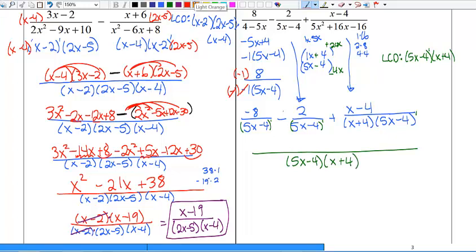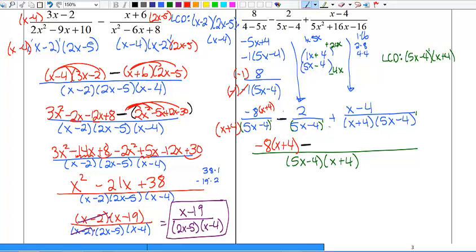On the first fraction, what is the factor that I'm missing? Well, I have the 5x minus 4. I don't have the x plus 4. So I'm going to multiply x plus 4 to both the numerator and the denominator. I'm not going to multiply that out just yet. I'm going to leave that there. Then the next sign is minus, so I'm going to put a minus there.